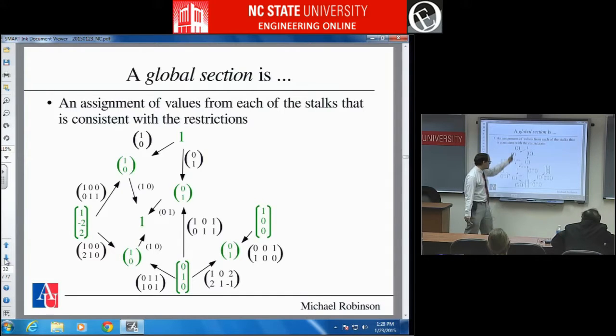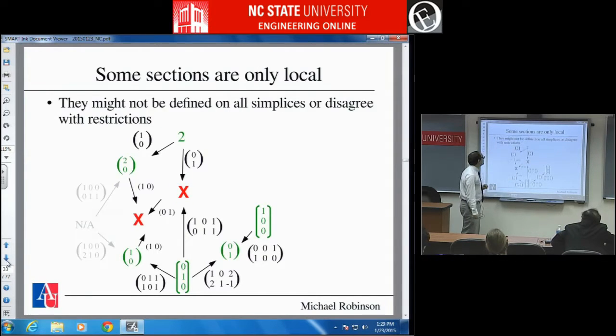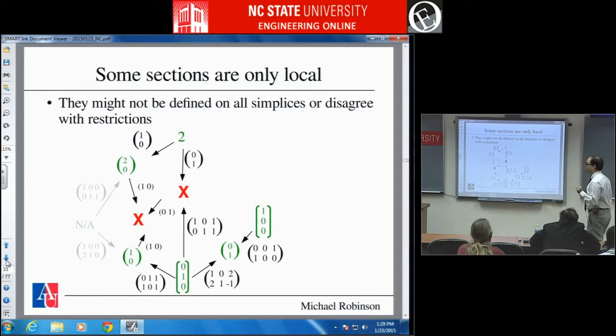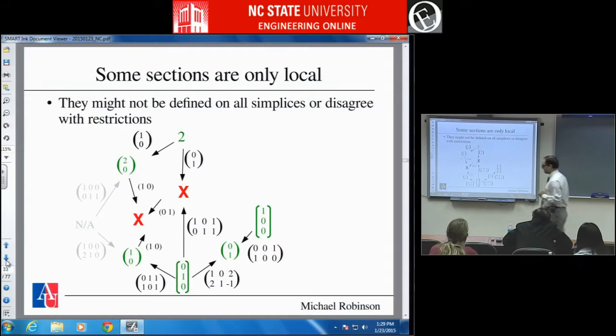Now, if I'm calling it a global section, maybe that adjective is telling me something. Indeed it is. Here's another section, but it's not global. Because in particular, if I map from here to here, what do I get? 0, 2. From here going up, I get 0, 1. They're not the same. So if these maps are violated, then that's a local section. It's not a global section. So this is telling me something about information that's on this network and how it fits together.